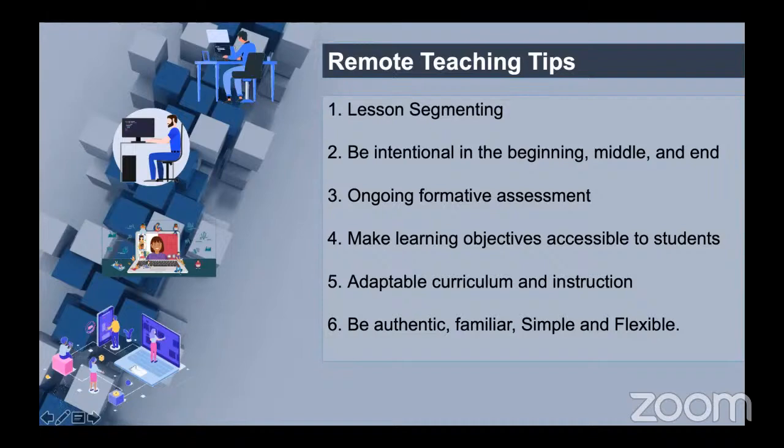Next one is making learning objectives accessible to the students. How can you make learning objectives accessible to the students? One easy remote teaching strategy anyone can use is accessibility. Make sure every student knows what they are learning and that what they are learning is accessible to them. So you need to make sure what is available and what you can get with this.